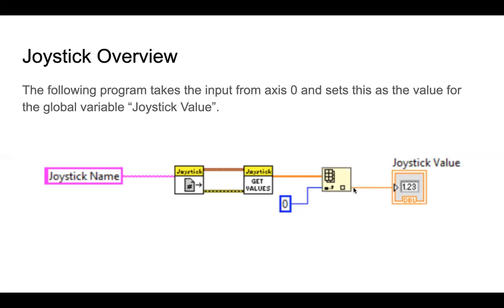Then finally, we put this in this demonstrative global variable. Now you can pass this on to other things. For example, you could use this as the motor powers. And note that for both joysticks and motors, you need to open them before you start using them.